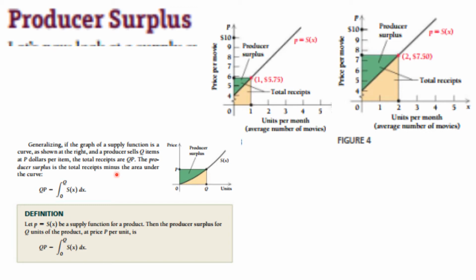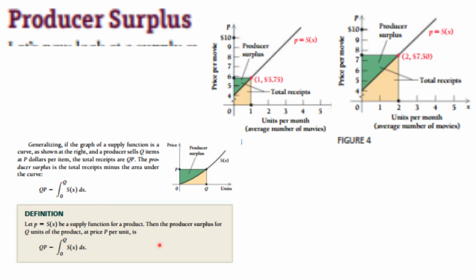Generalizing the idea, if the graph of a supply function is a curve, as shown on the right, then a producer sells Q units at P dollars per item. The total receipts are QP. The producer surplus is the total receipts, which was Q times P, minus the area under the curve. And the area under the curve, of course, is going to be the definite integral from 0 to Q of S of x dx. This motivates the following definition.